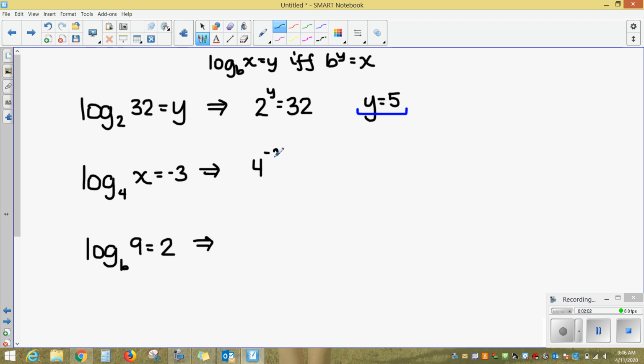Down here on the second one, the base is 4. Across the road, -3 is the exponent, equals x. And on this one, there's nothing to solve algebraically, or just to put it in the right form and say, well, x is 1 over 64.